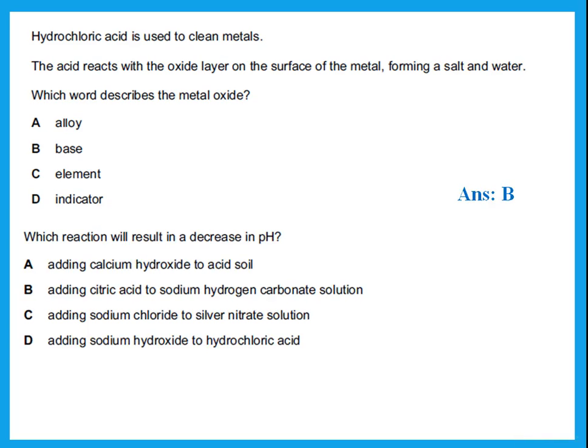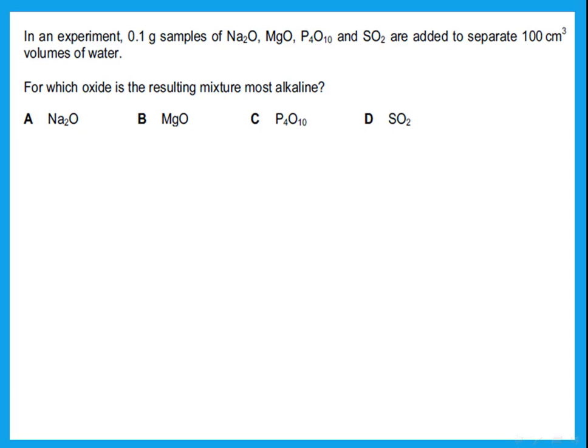Which reaction will result in a decrease in pH? Okay, a decrease in pH, in order to lower the pH of something, you have to add acid or you have to add base. If you add acid, it will lower the pH. If you add base, base is very high, so it will increase the pH. So if I want to decrease the pH of something, I need to add acid. So which of these says I should add acid? So adding citric acid would decrease the pH.